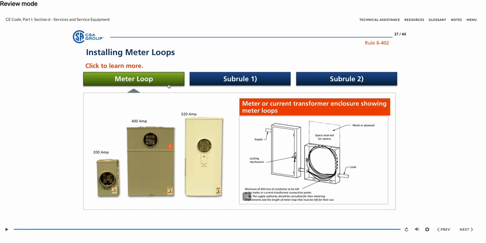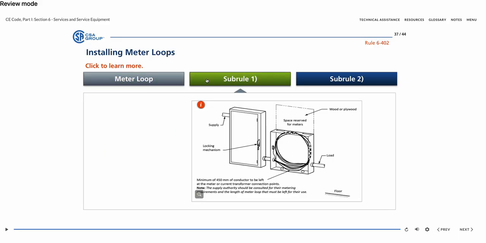A meter loop is a length of consumer service conductor that is left in the metering enclosure for the connection to the supply authority's metering equipment. To allow the supply authority to connect its metering equipment to the consumer service equipment, Subrule 1 items C and D require that a minimum of 450 millimeters of conductor be left at the meter or current transformer connection points, and a suitable fitting or a service box with a meter backplate be provided. Consult the supply authority for its metering requirements and the length of meter loop that must be left for its use.